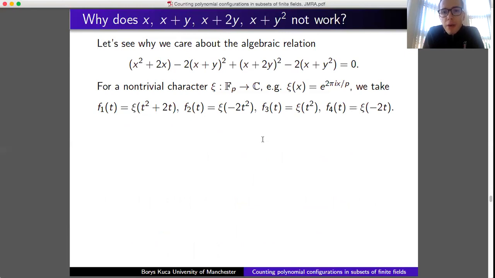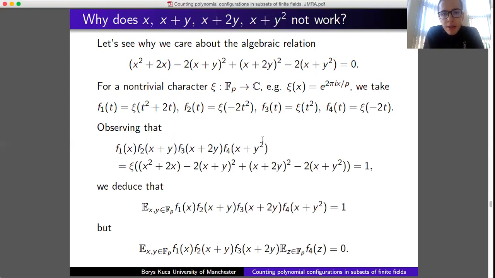And let's now take f1 through f4 to be psi evaluated at the polynomials that appear in the algebraic relation given above. So f1 will just be psi of t squared plus 2t, because if we substitute x for t, then we get the first term in the algebraic relation above. f2 of t will just be psi of minus 2t squared, because if we substitute x plus y for t, then we get the second term that appears above. f3 of t will be psi of t squared, because if we replace t by x plus 2y, then we get the third term in the algebraic relation above. And finally, f4 of t will be psi of minus 2t, because if we substitute x plus y squared for t, then we get the last term in the algebraic relation above.